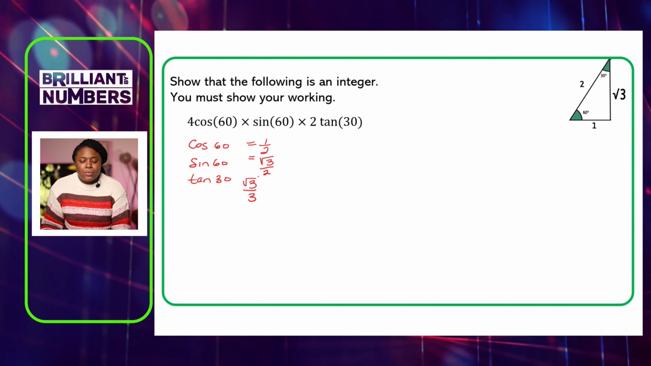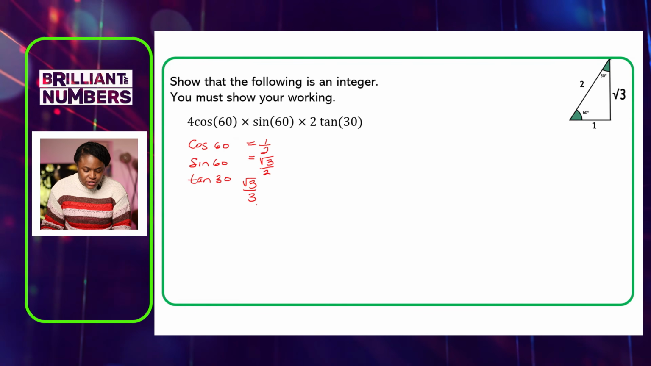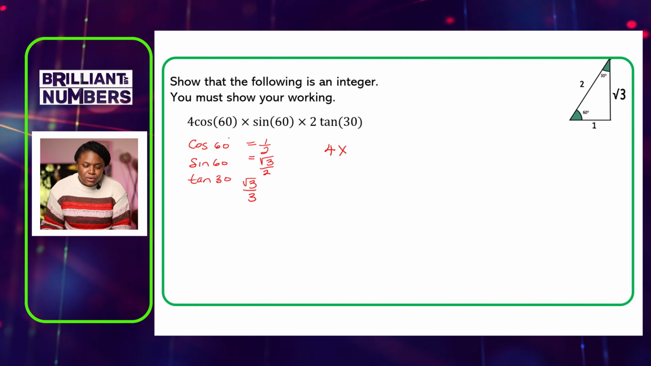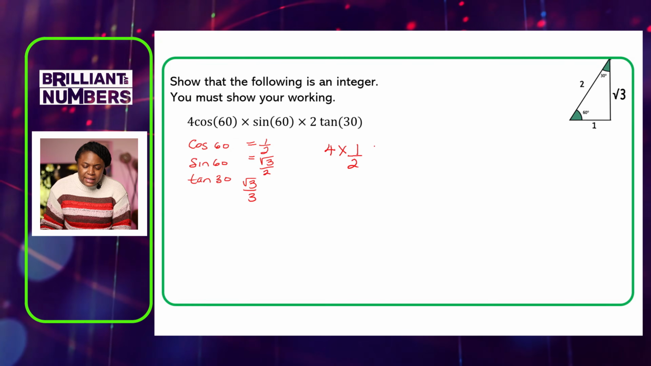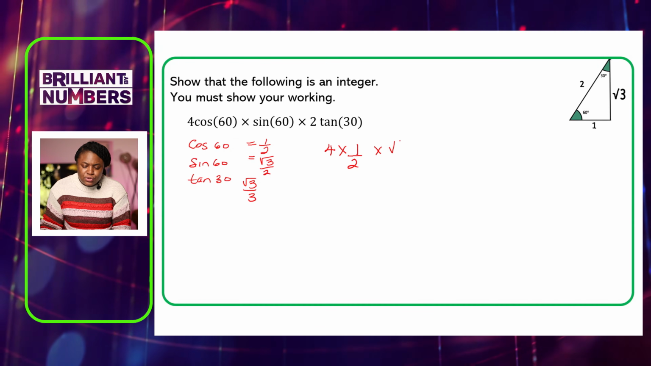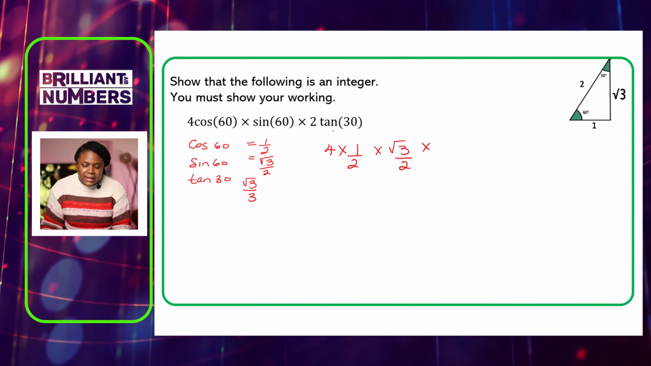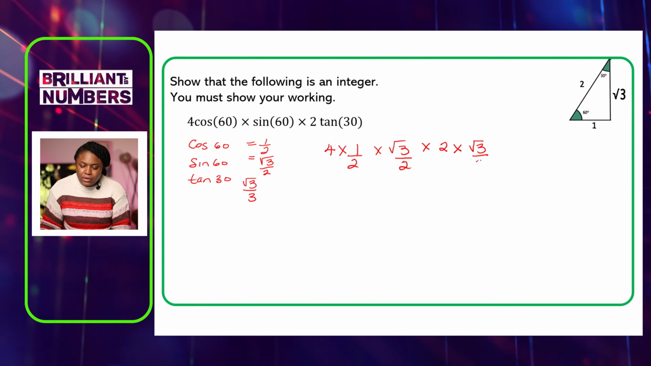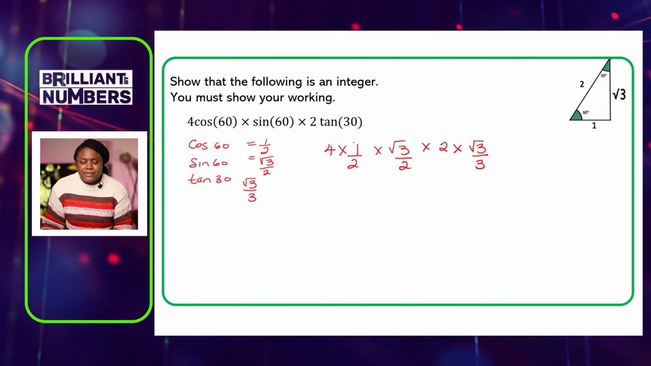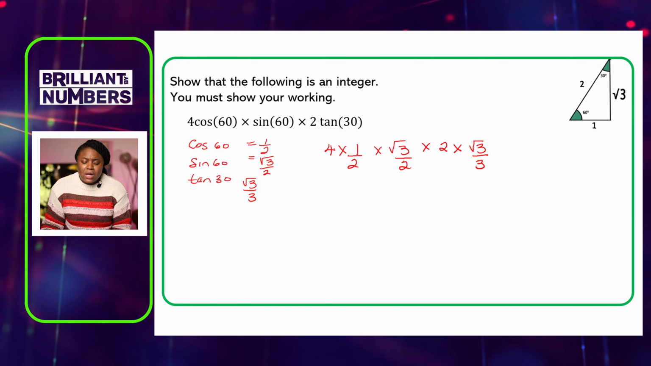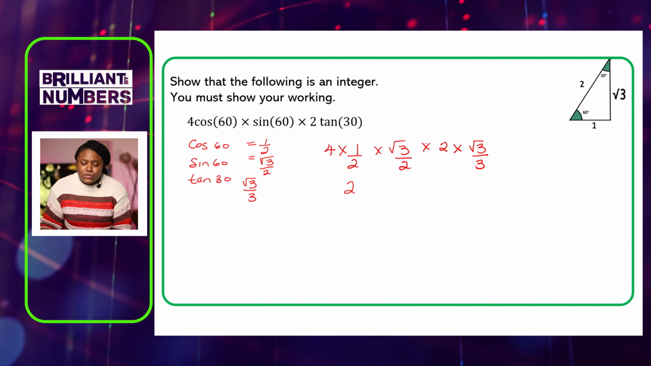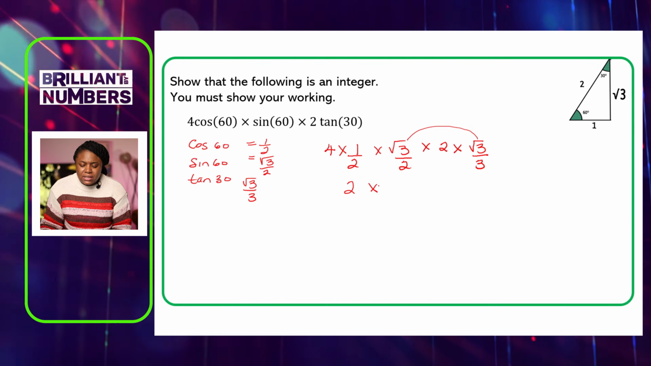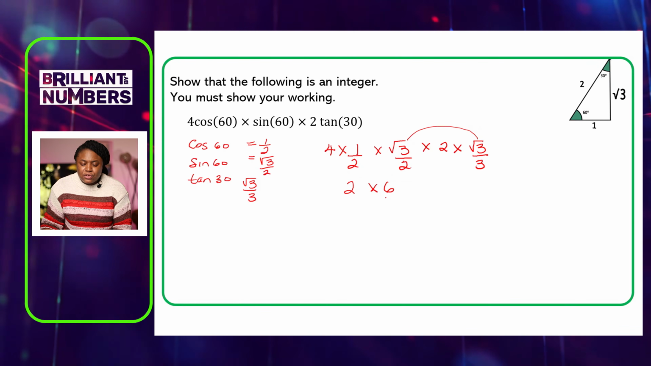Now that we've got them all, we're going to substitute them in the question. So I've got 4 times cos 60, which is a half, times sine 60, which is root 3 over 2, times 2 tan 30, so we need to do 2 times tan 30, which is root 3 over 3. Now all we need to do is simplify. I'm going to take one step at a time. Half of 4 is 2. Then root 3 times root 3 is 3, and then 3 times 2 gives me 6, and then 2 times 3 is 6.